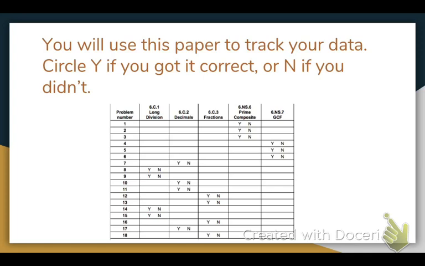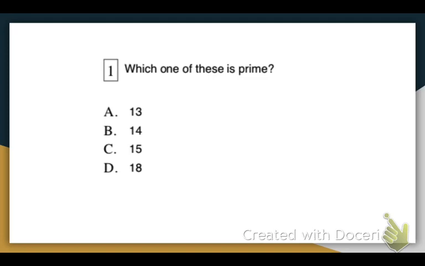So as you go through, obviously problem 1 is a question about prime and composite. As you see across there, if you got it correct, you're going to circle a yes, but if you didn't, then you circle no. And then you'll know under which standards or topics you still need some more help, or you're ready to move on. Alright, question 1.